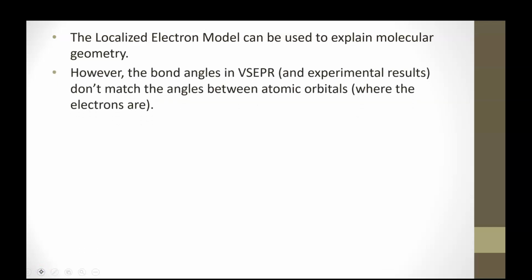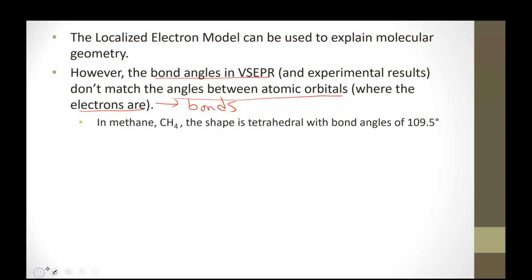But here's the weird thing. And somebody figured this out from experiment. It's not like somebody sat down and tried to make your life difficult. They found that the bond angles, according to VSEPR and the experimental results, don't match the angles between the atomic orbitals where the electrons are. And the electrons are what create bonds. So they're a little confused, and they came up with a model to try and explain this.